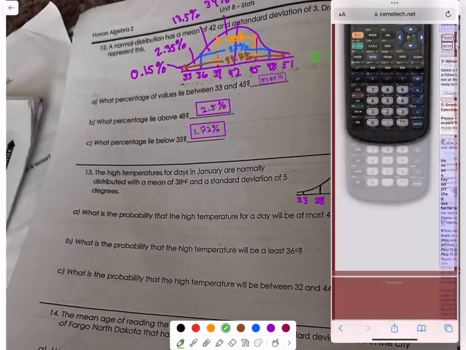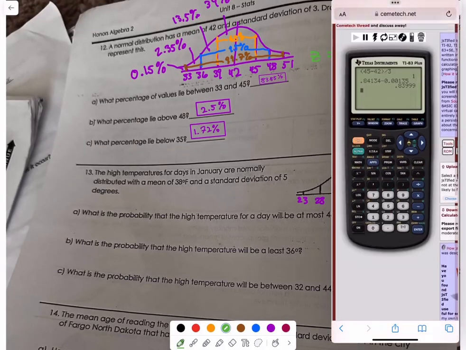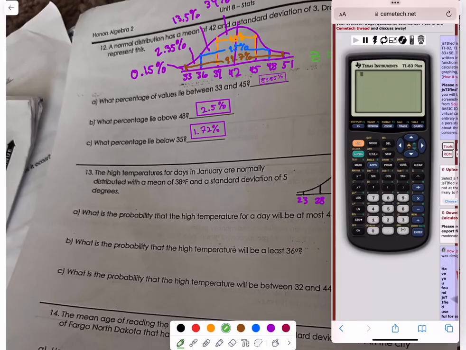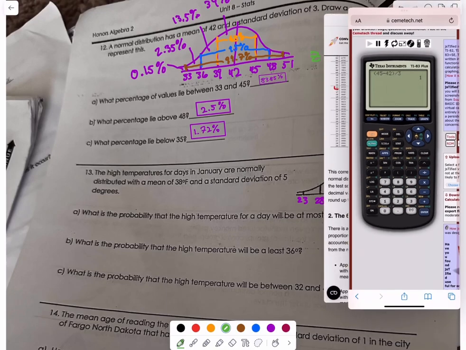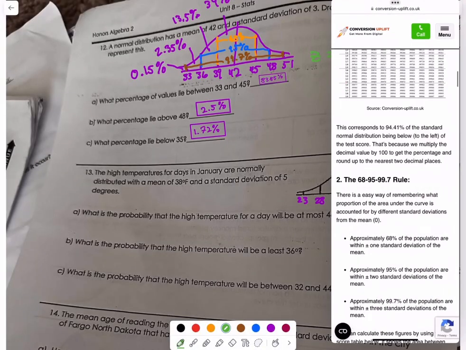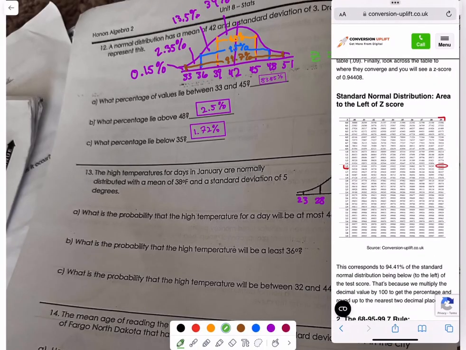So if we say x minus mu over sigma, I'll clear this out. That's going to be 45 minus 42 divided by the standard deviation of 3. We get a positive z-score of 1. So now when I go to this chart for positive z-scores, it's giving us the area under the curve to the left of our z-score.